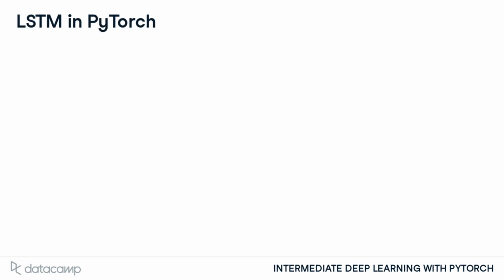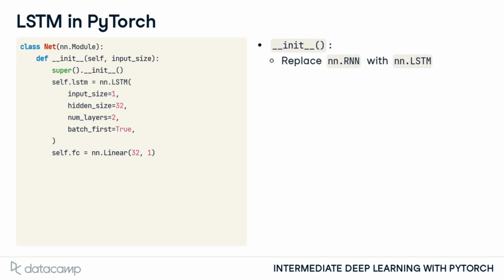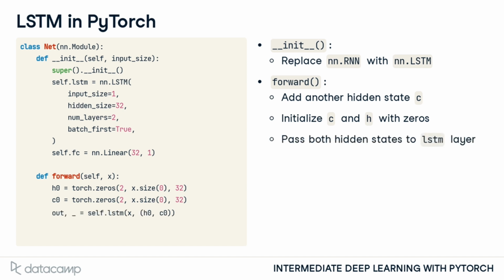Building an LSTM network in PyTorch is very similar to the plain RNN we have already seen. In the init method, we only need to use the nn.LSTM layer instead of nn.RNN. The arguments that the layer takes as inputs are the same. In the forward method, we add the long-term hidden state C and initialize both H and C with zeros. Then we pass H and C as a tuple to the LSTM layer. Finally, we take the last output, pass it through the linear layer, and return just like before.